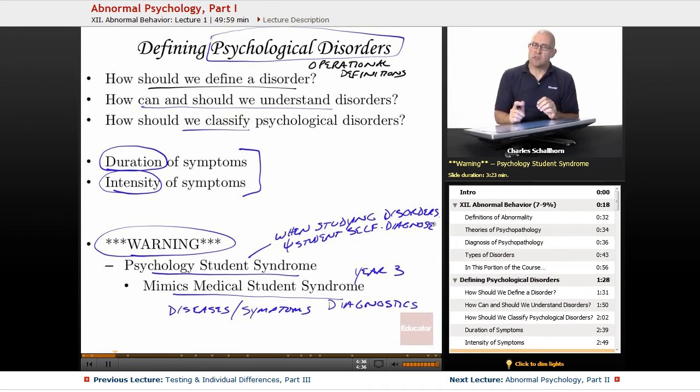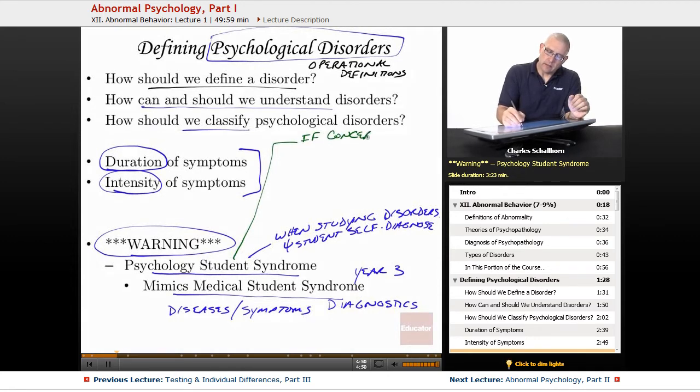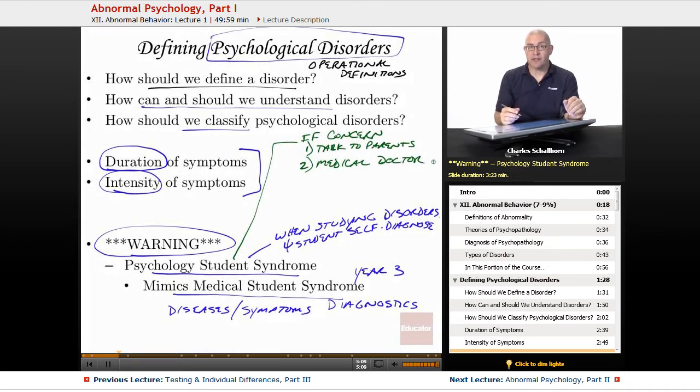Do not assume that just because you think you see a particular symptom that you automatically have that disorder. And so my recommendation is this. If you have a concern, one, talk to your parents. Say, here's what I'm experiencing. Can I see a medical doctor? Can I go see the family doctor?